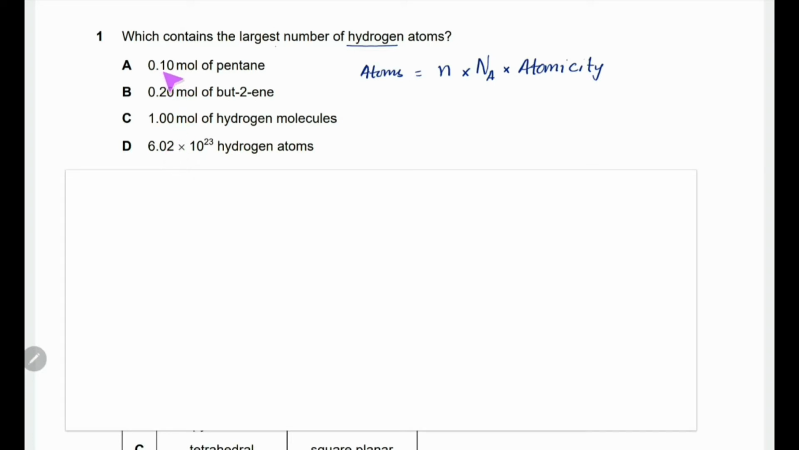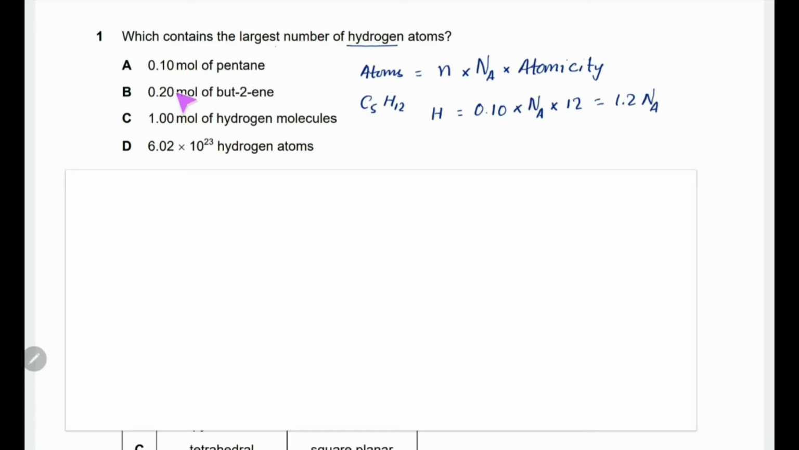So let's start with choice A, 0.10 mole of pentane. Pentane is C5H12. This is the formula of pentane. Now, hydrogen atoms is equal to the given moles, 0.10, multiplied by Avogadro number, write it just Na, multiplied by atomicity. Atomicity of hydrogen in pentane is 12, so multiply by 12. So we are getting the answer 1.2 Na atoms of hydrogen in 0.10 mole of pentane.